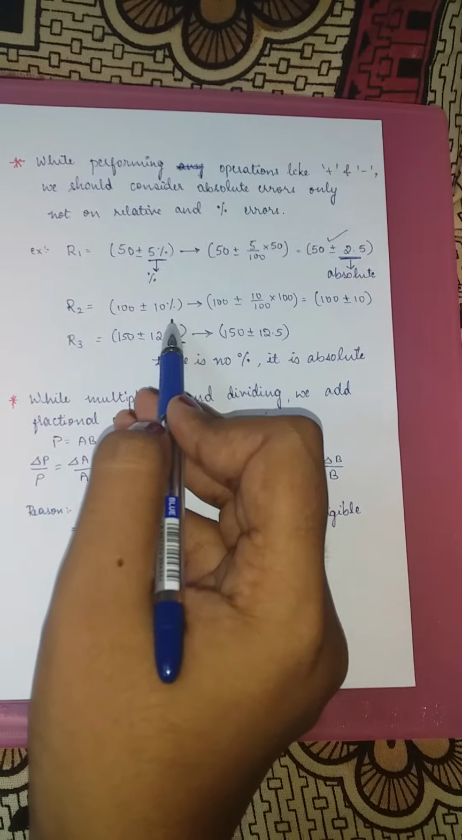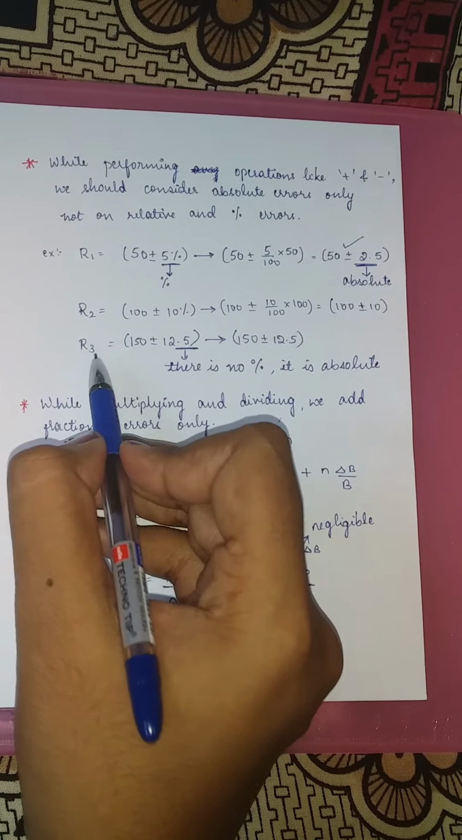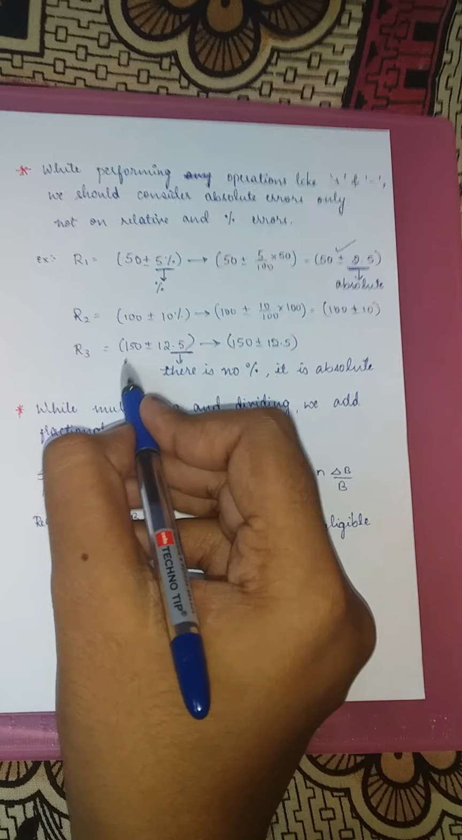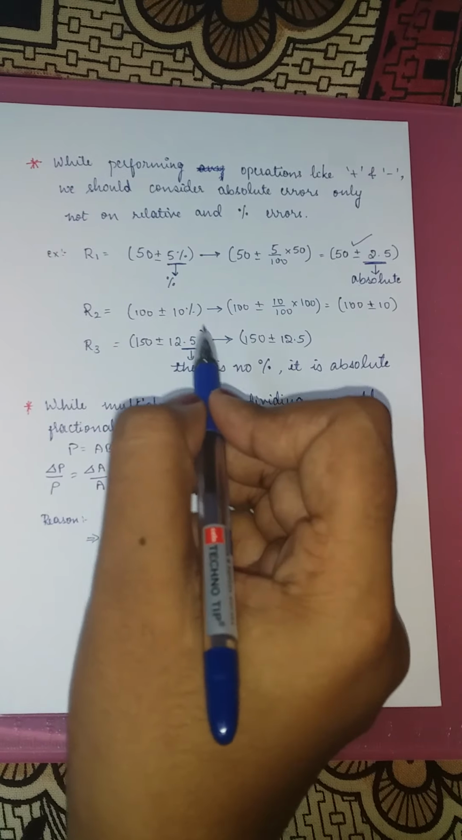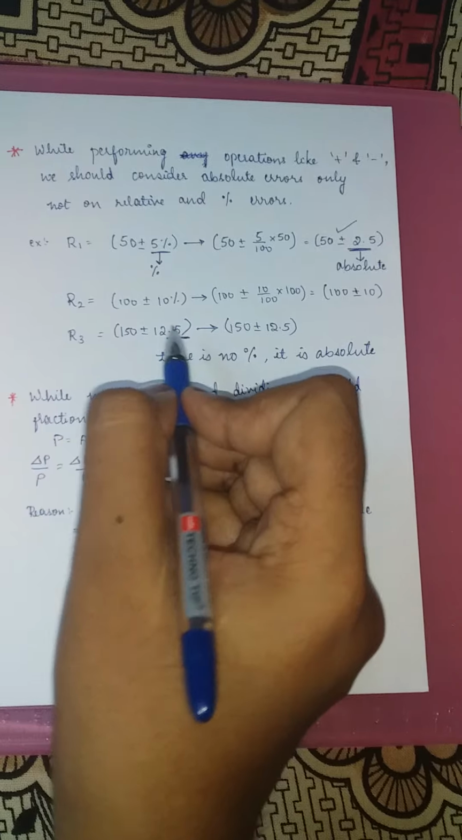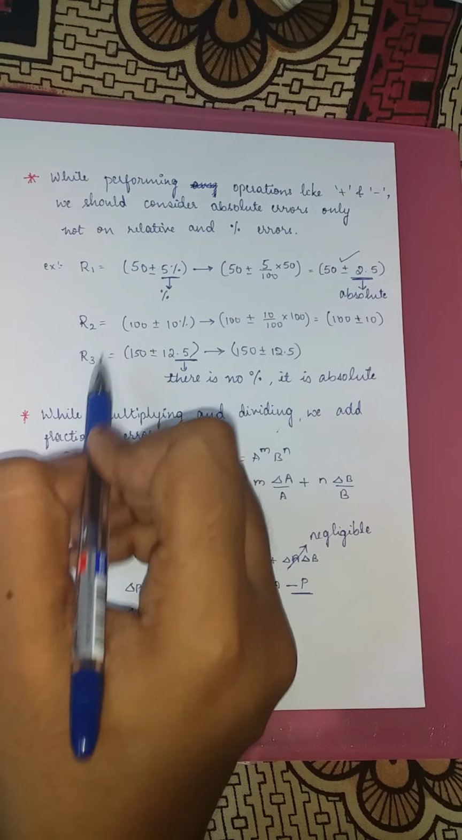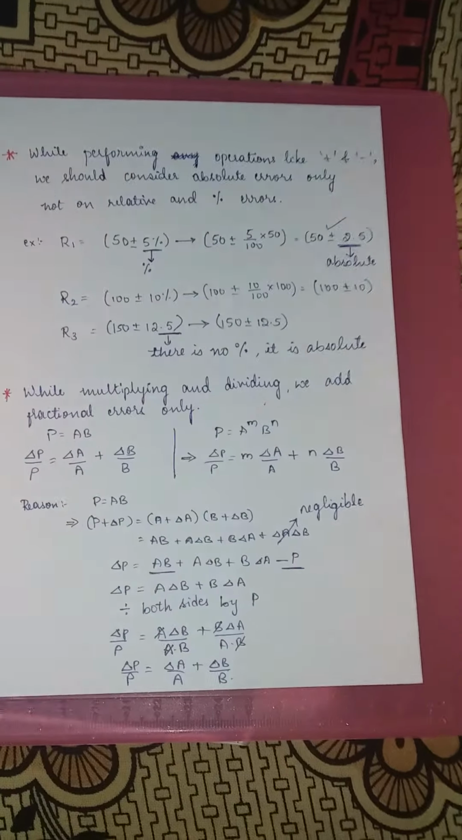The same way it's reading 2. But see here, reading 3 is 150 plus or minus 12.5. Here there is no percentage mentioned. It is just an absolute value. In your questions, this can be the confusion created, where they give some values.